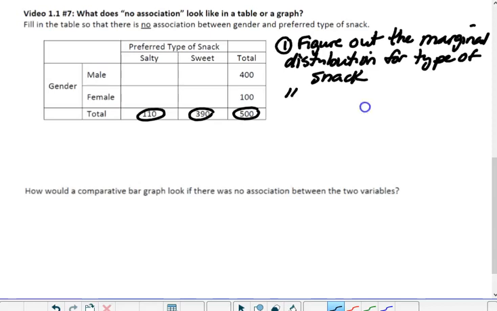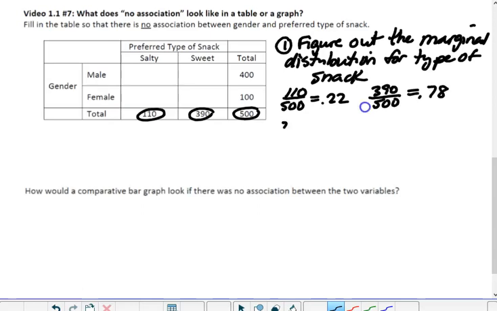Now remember what I told you, when you compare you need to use two different rows or two different columns, but when we're figuring out a conditional or marginal distribution, we're only using one row or one column. So 110 out of 500 is 22%, 0.22. 390 out of 500 then would be 78%, or 0.78.